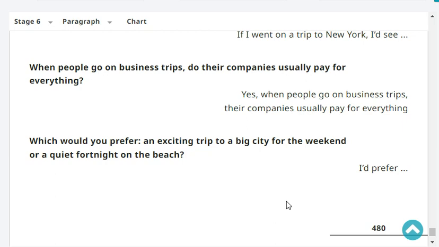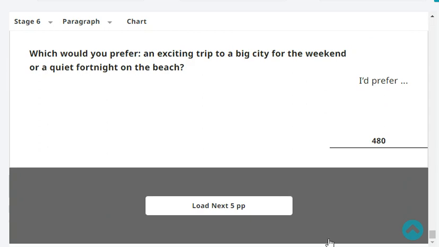One more. I'd prefer a quiet fortnight on the beach to an exciting trip to a big city for the weekend. Very good.